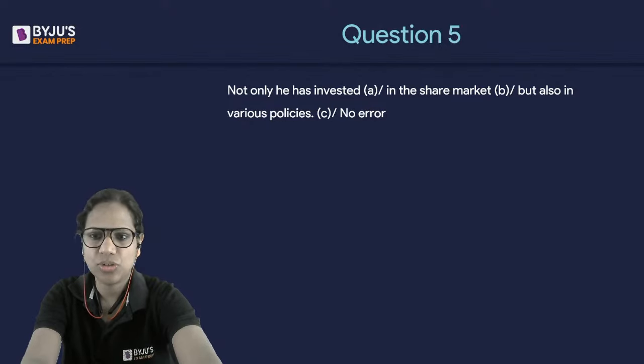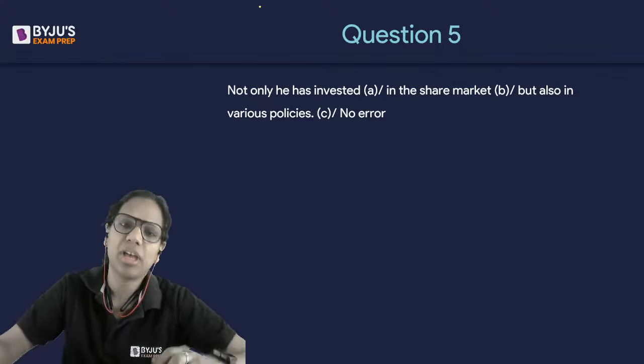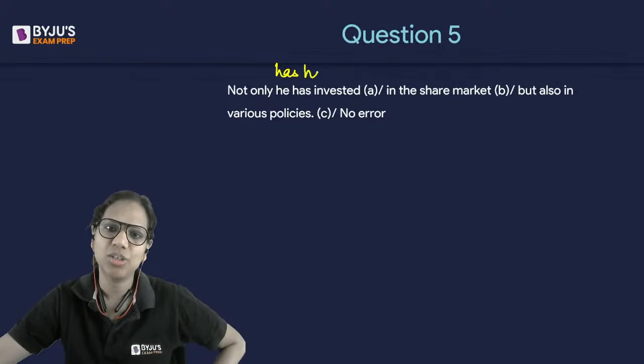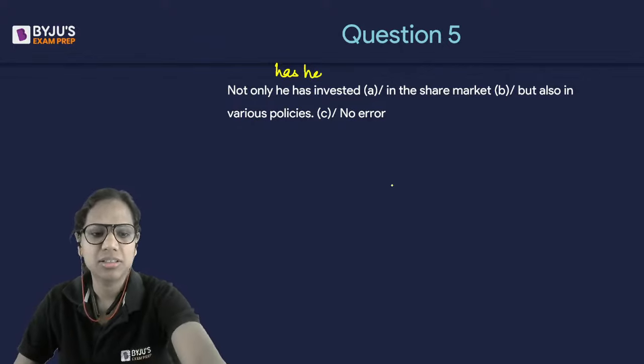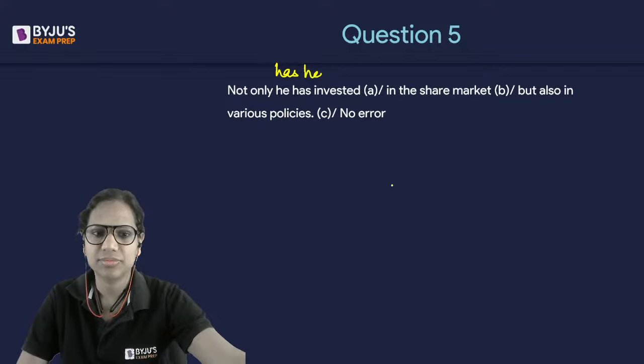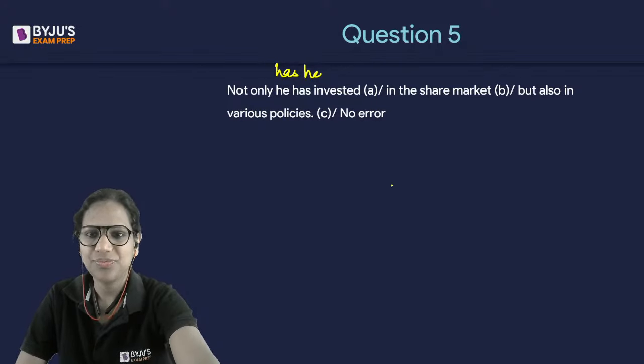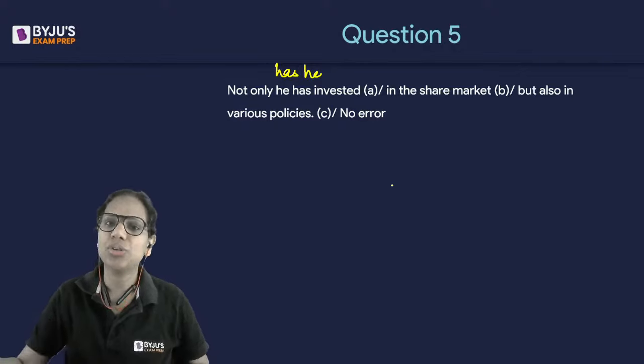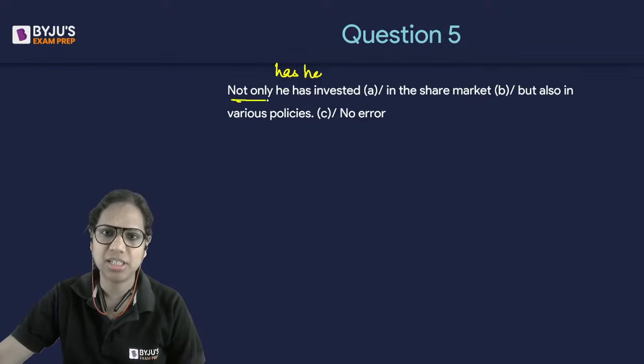Pratyusha says A, Ujjwal also says A, Angela A. All right. So why is it? Ujjwal, you're right, but why is it so? Why should I write has he? Not only has he invested. Any reason for it? In the share market is fine. Option B is fine, Arman. So you're right. It should be not only has he invested, you're absolutely right.